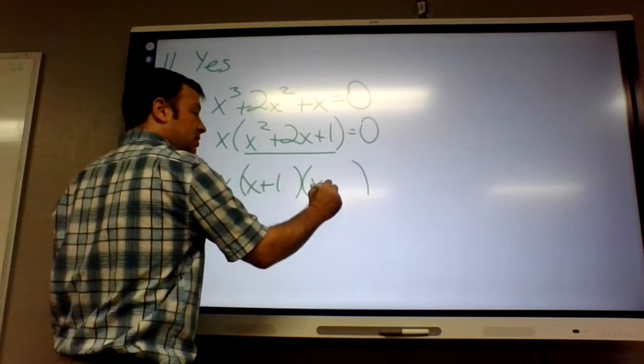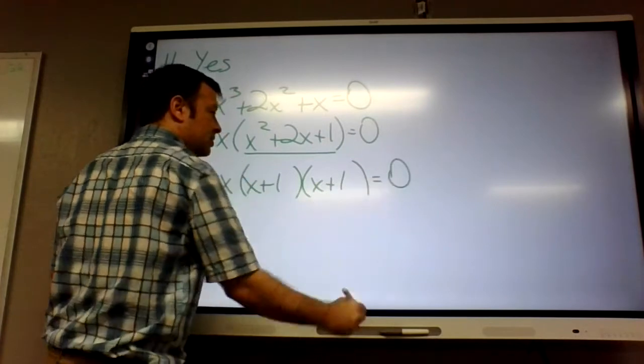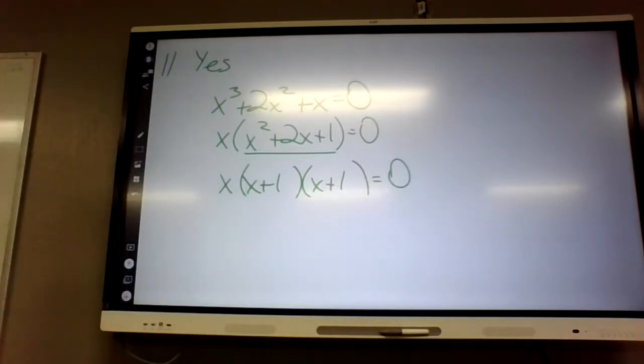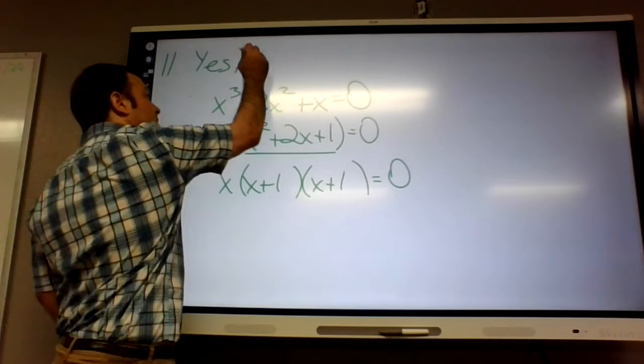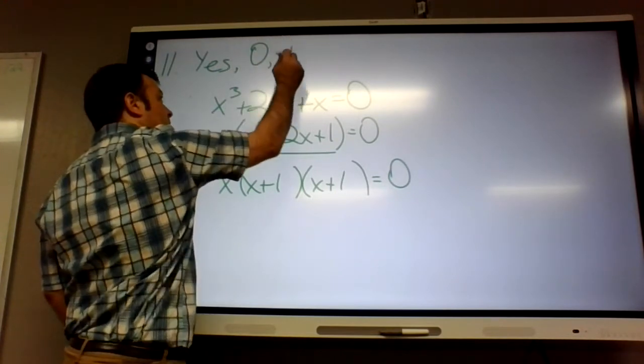1 and 1. So what x values make these factors turn into 0? 0 and negative 1. Negative 1 is what's called a double root, which doesn't really matter right now, but later on when we do some graph stuff, that will matter. 0 and negative 1.